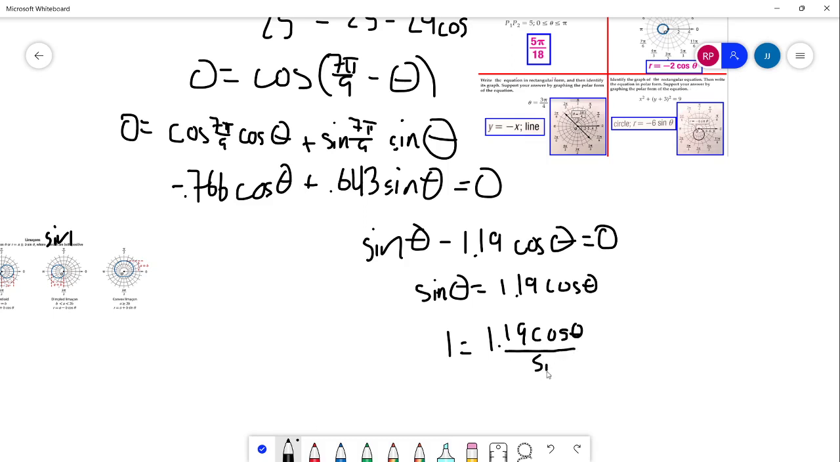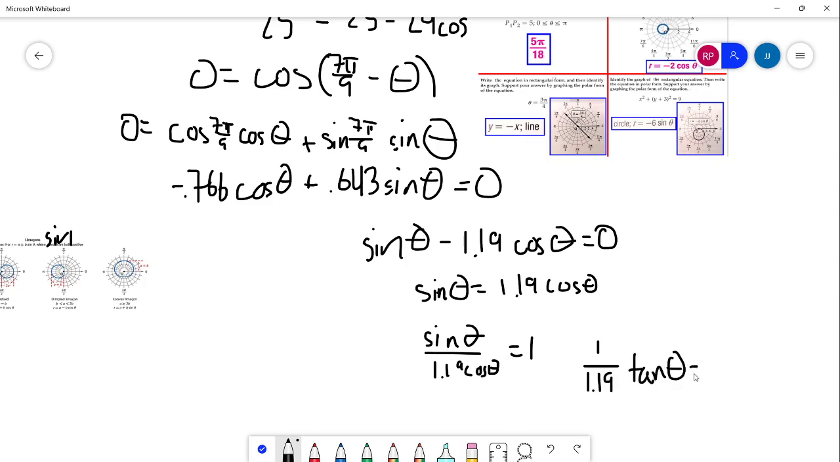Alright, and we can do 1 equals 1.19 cosine theta over sine theta. Actually, let's do this the other way around. I changed my mind. You'll see why in a second. Sine theta divided by 1.19 cosine theta equals 1. So that's going to be... Is it because you want the sine over cosine? Yeah. Tan theta equals 1. Wow, I wonder if I could have done this any better way.